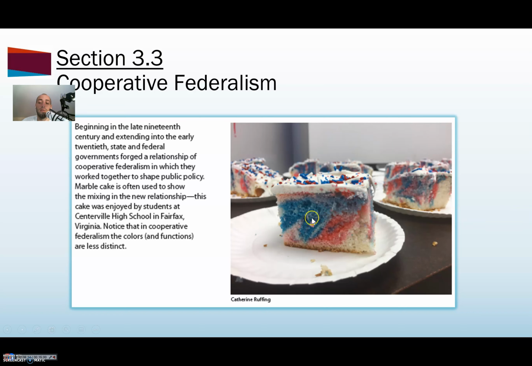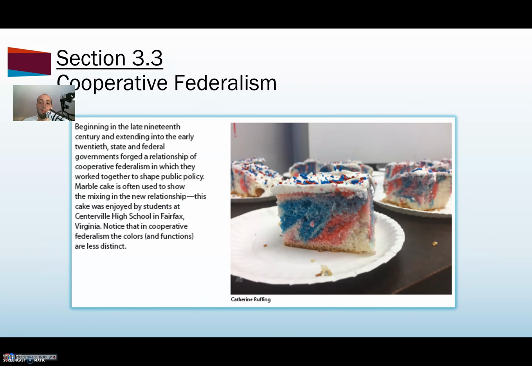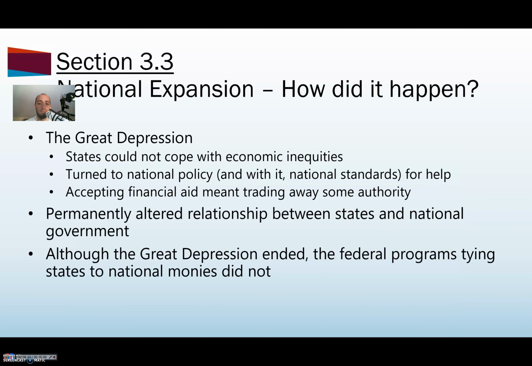Now, when you look at cooperative federalism, it's called marble cake federalism because, if you look at the previous photo, it used to be in layers, and now it's more mixed. They're mixed together. That's how you think about dual versus cooperative federalism and how they're different. They both look delicious, but the reality is that they are completely different in the way that they work. It used to be dual, but it changed to cooperative federalism. It's a very interesting concept of how it changed over time.